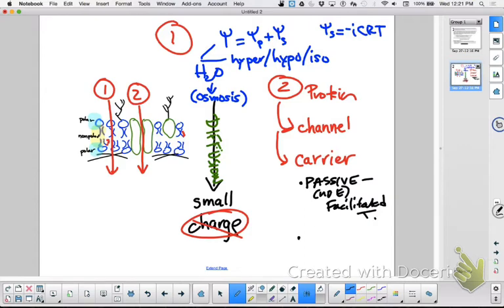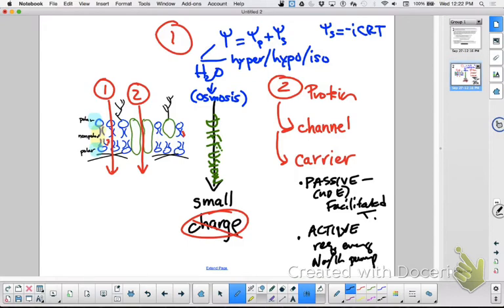Now, if it was active, then active transport means that it requires energy, right? And we're going against our gradient. What would be a good example of active transport? What was one that we knew about? Sodium potassium pump. Yes, the sodium potassium pump is your number 1 you want to use for that.